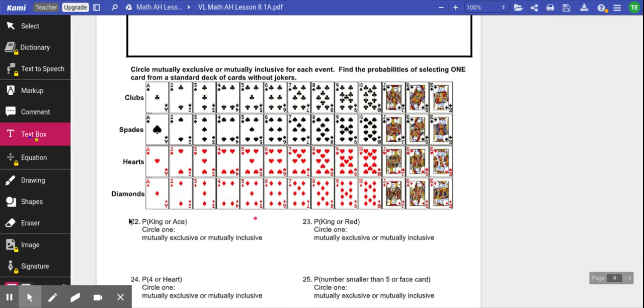So here, probability of picking a king or an ace. So first thing we have to decide is there such thing as a king-ace card? Is there a card that has a king and an ace? Then we go, no. Here are the kings, and here are the aces. Those are 2 totally separate things. So those are exclusive. So we would circle exclusive.